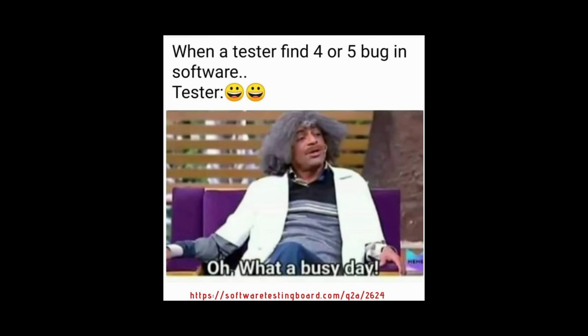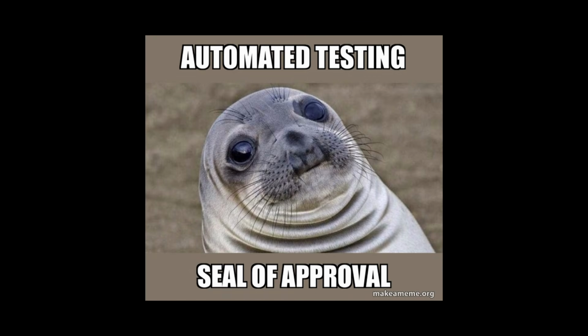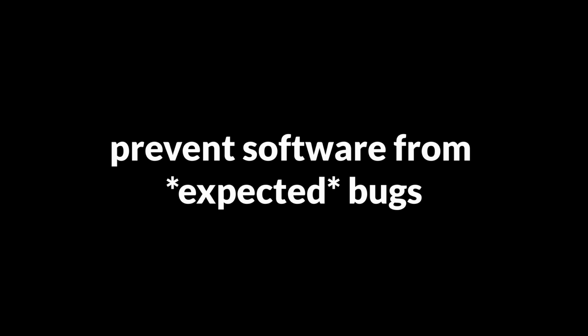In this case, you write code, develop your app or software, then you test the features and try to find bugs or defects in the app. Second one is automated testing. Automated testing is just a way to prevent the software from expected bugs. But it doesn't mean the software does not have any bugs. It just means the software does not have any expected bugs.